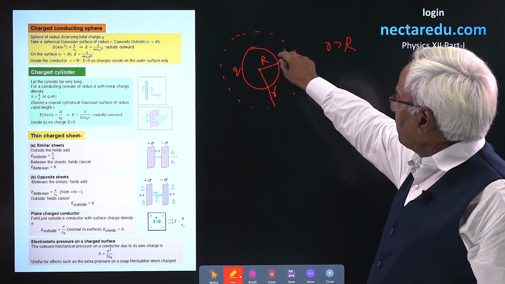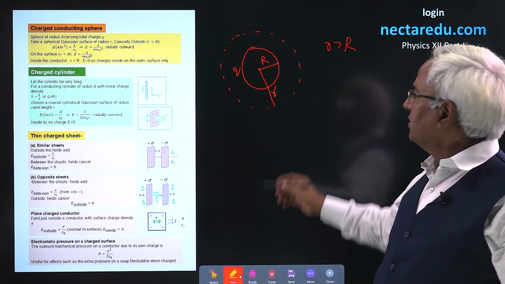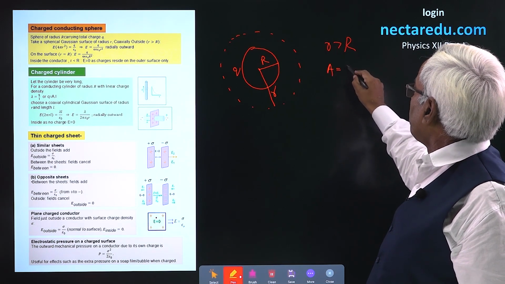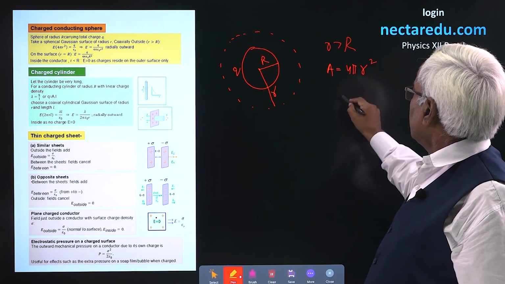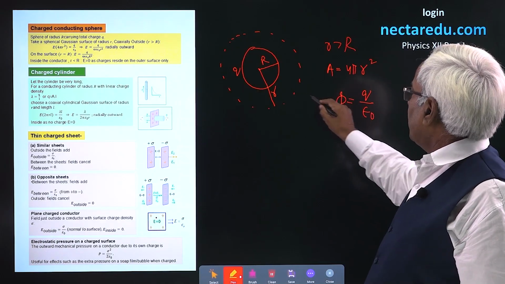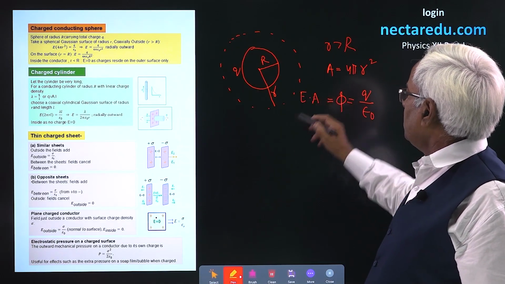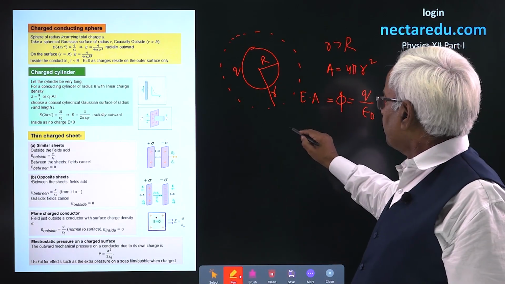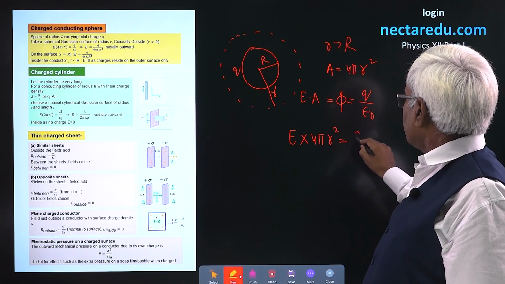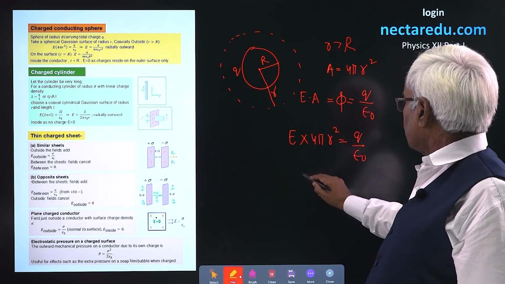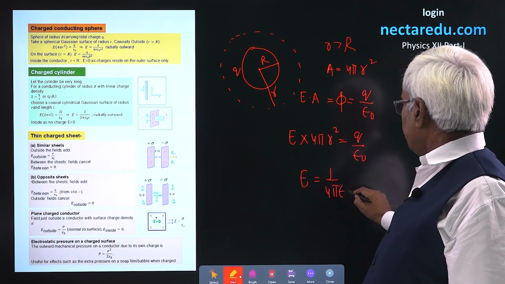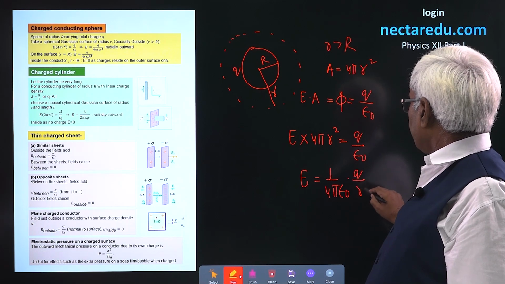The surface area of this Gaussian sphere that we assumed right now is going to be 4 pi r square. Now, the flux as per Gaussian theorem is Q upon epsilon naught, whereas we already know it's equal to E into A. So, E 4 pi r square is equal to Q upon epsilon naught. You get the value of E as 1 by 4 pi epsilon naught Q upon r square.